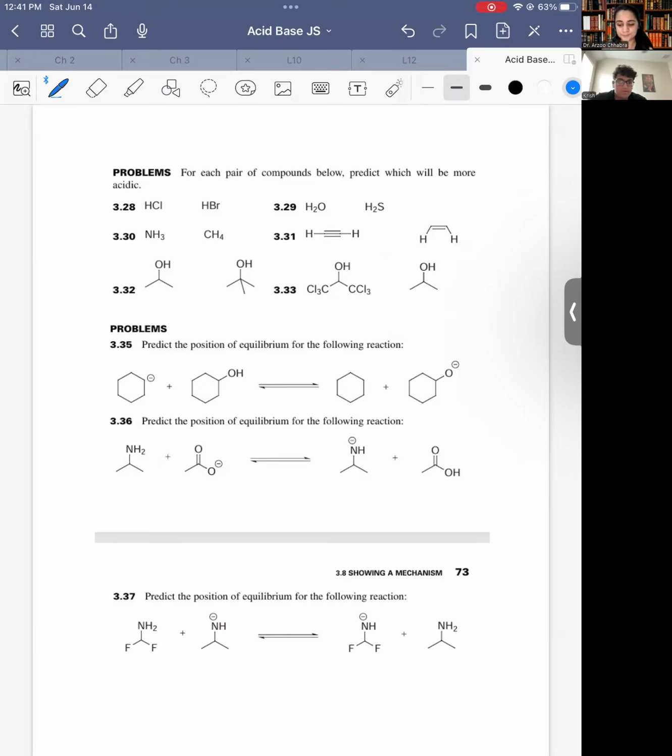It's the same exact process. It depends. If you're just comparing the same atom, then the process is so much faster. But if they're different central atoms, then you have to follow the same process, which is finding what conjugate base is more stable.